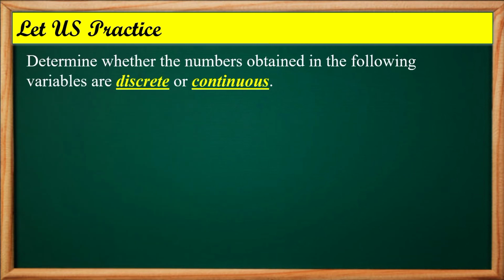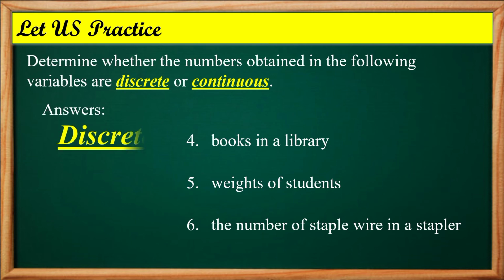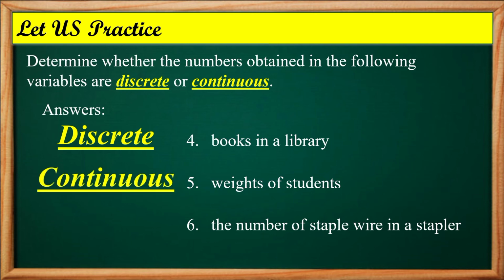Okay. Then another one, determine whether the number obtained in the following variables are discrete or continuous. Okay. Number 4, books in a library. Number 5, weights of a student. And number 6, the number of staple wire in a stapler. Number 4, books in the library, it is discrete. Siyempre, that is a whole number you will count. Weight of the students, it is continuous because there would be a decimal point. Ayan. Or hindi siya buo, hindi siya whole or counting numbers. Okay? Number 6, the number of staple wire in a stapler. Siyempre, kahit gano'n kaliit yan, bibilangin mo yan. Mabibilang yan. And that is discrete.